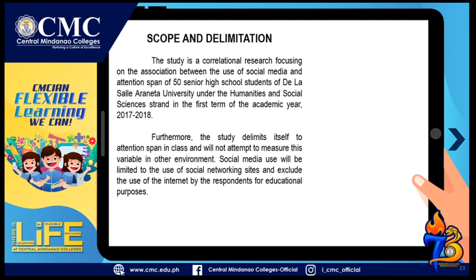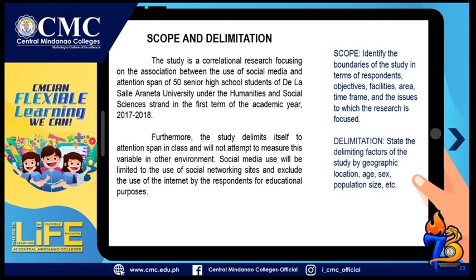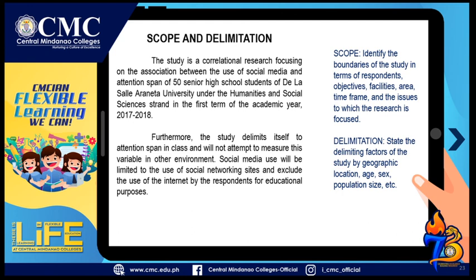So, in this example, you can see who is included. Look, only 50 from De La Salle, only HUMSS students. Complete. So, what is it for? Scope: identify the boundaries of the study in terms of the respondents, objective, facilities, area, time frame, and the issues to which the research is focused. And the delimitation is to state the limiting factors of the study such as geographic location, age, sex, population size, and everything. So, that's all for today.